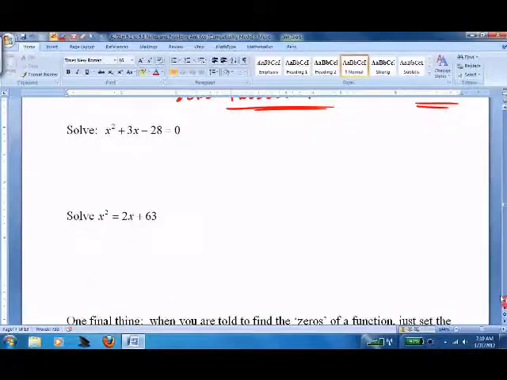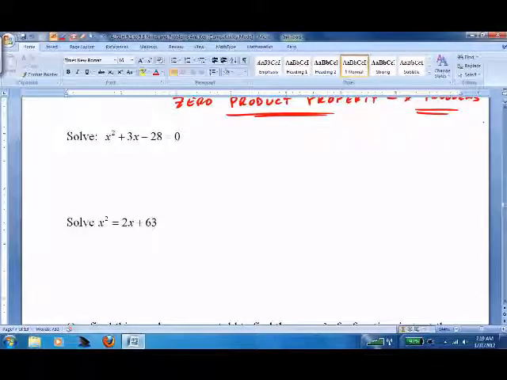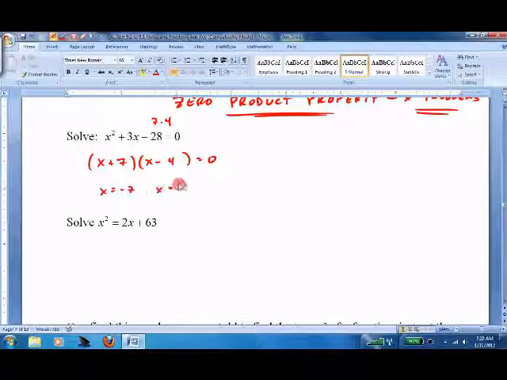So you can pause the tape, try these on your own if you want. I'm going to try them right away. Seven minus 4 is 3. Good. Rather than write it out, I'm going to check in my head. 49 minus 21 minus 28 is 0. Yep. 16 plus 12 minus 28 is 0. Yep. This one, I've got to move them all over.